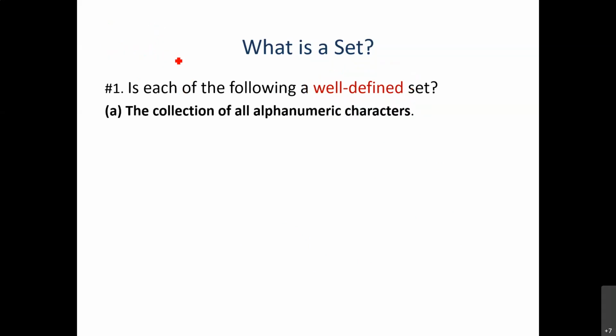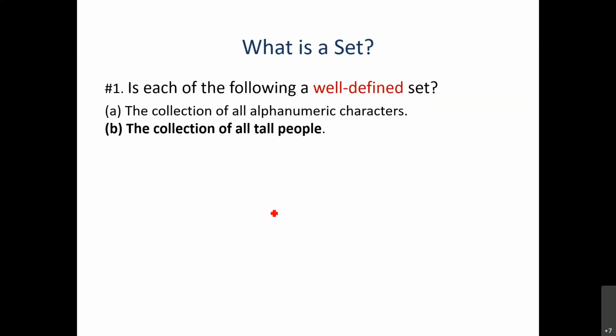The collection of alphanumeric characters. So is that a set? Alphanumeric just means the numbers we know, 0, 1, 2 till 9, and then the alphabet A, B, C till Z, maybe capital letters. So is this a set? Yes. Just throw them in the braces, and there you go. That's a set.